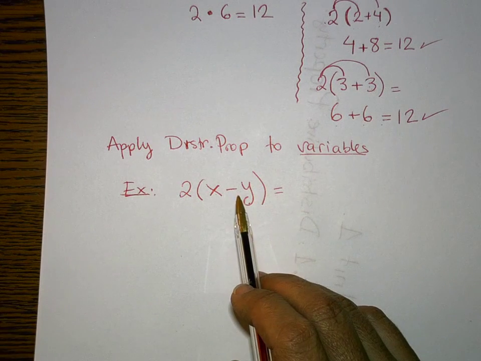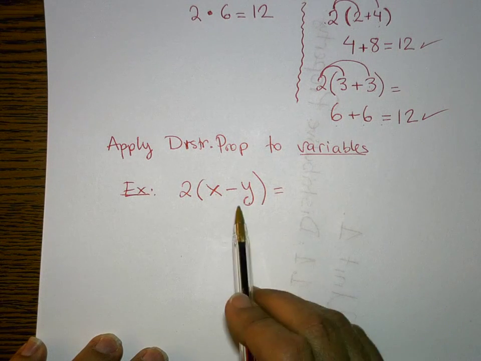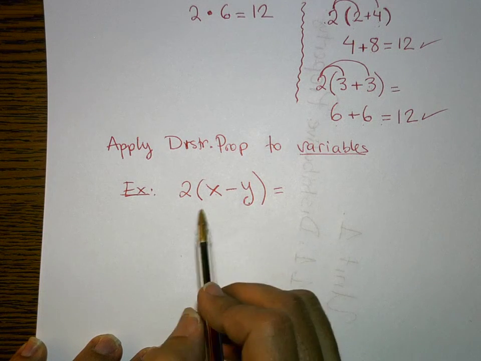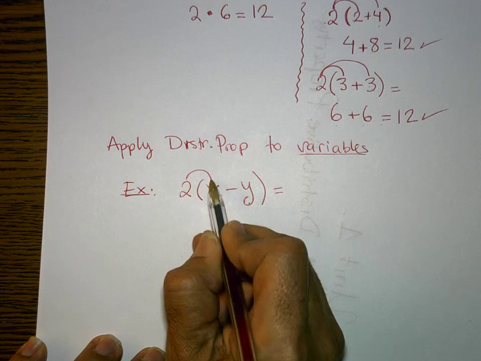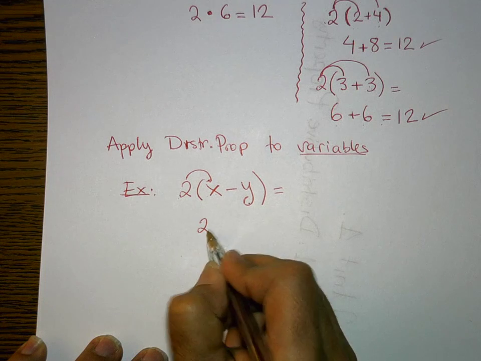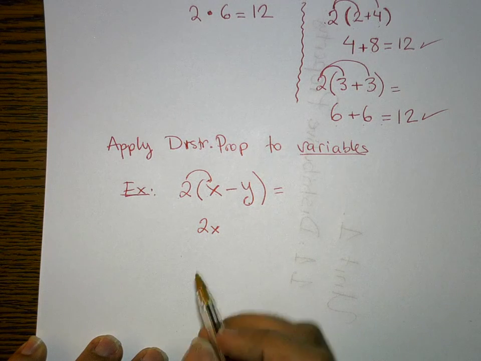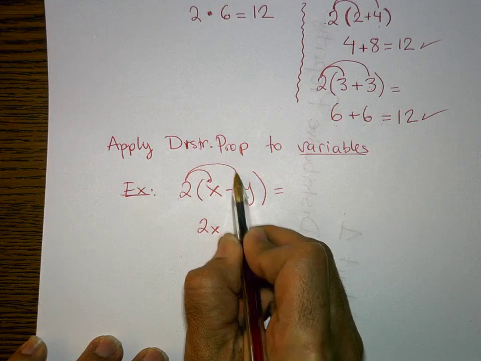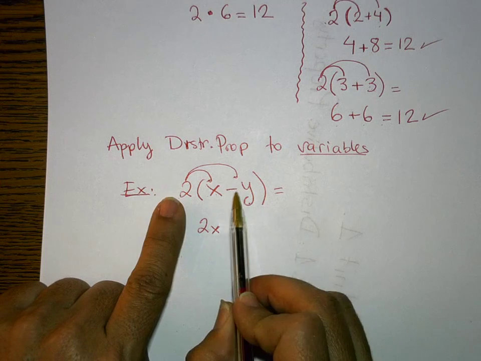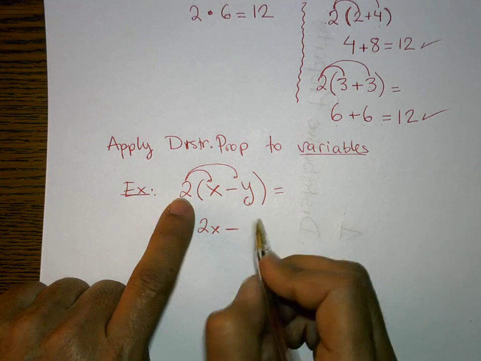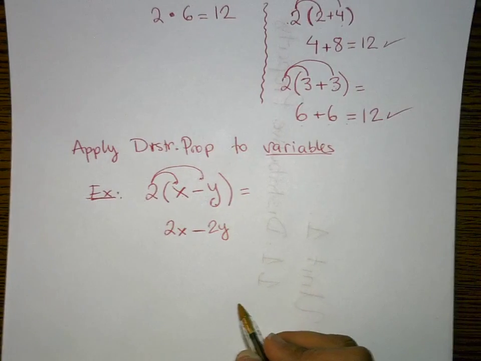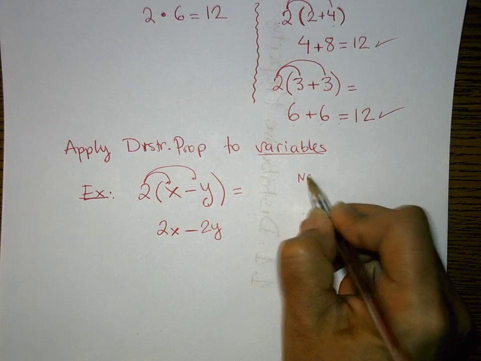As long as I use the distributive property correctly, I should be able to simplify this and rewrite it in a different way. So using the distributive property, I'll multiply 2 times x first. Positive 2 with a positive x gives me 2x. Now I just need to finish it: 2 times a negative y. Positive 2 times a negative. A positive times a negative is negative 2y.